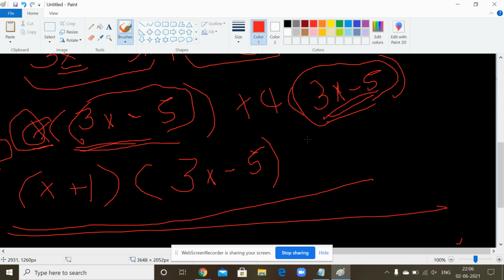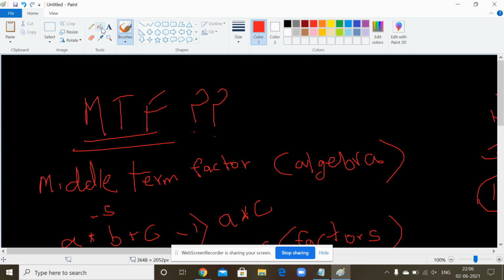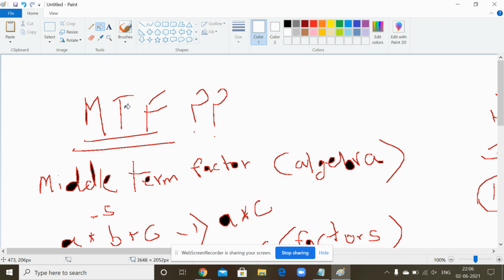But if in one bracket it would be 3x minus 5, and in the other bracket it would be 3x minus 4, then something is wrong in the above steps, as both brackets will automatically come the same. So friends, how was this method to solve the middle term factor? Wasn't it very easy and understandable? For now, bye.